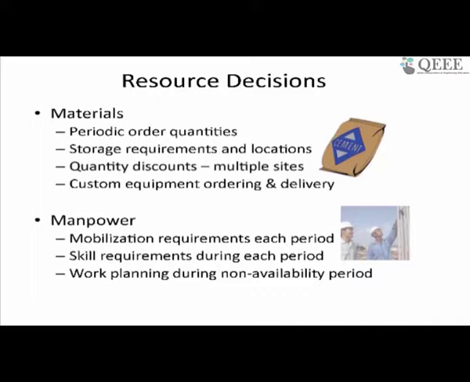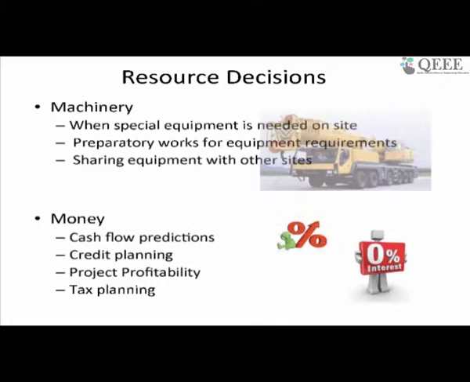Same thing with manpower. Today we need to know what my skill level is, when the skills are required, when I need welders on site. For example, you're talking about glass, when do I need the skilled workers to install glass on site? All of this is resource decision. Okay, we need machinery on site. There are special kinds of machinery which are required, and when should I mobilize?